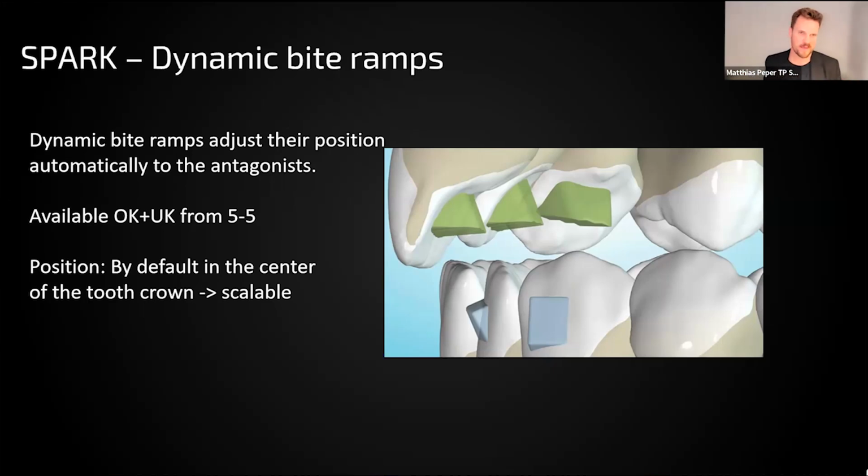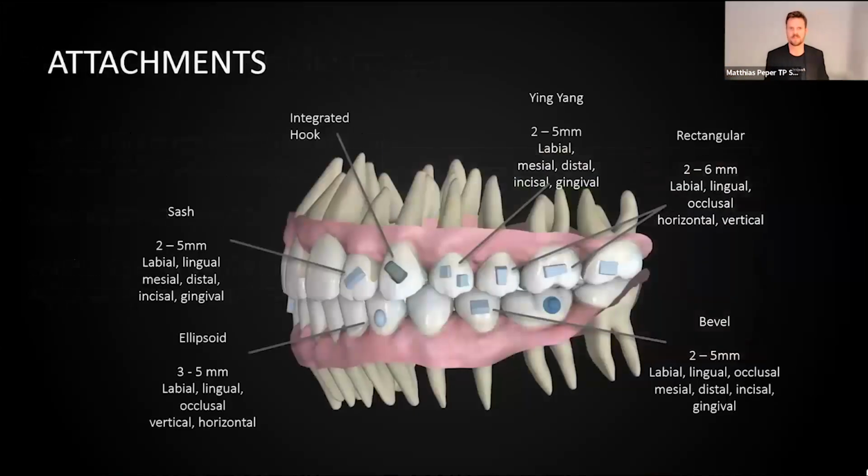And for Spark, that's really nice, we have the dynamic bite ramps also in the area of 4 and 5, which helps us a lot if the overjet is too huge. Positioning by default in the center of the tooth crown and scalable.